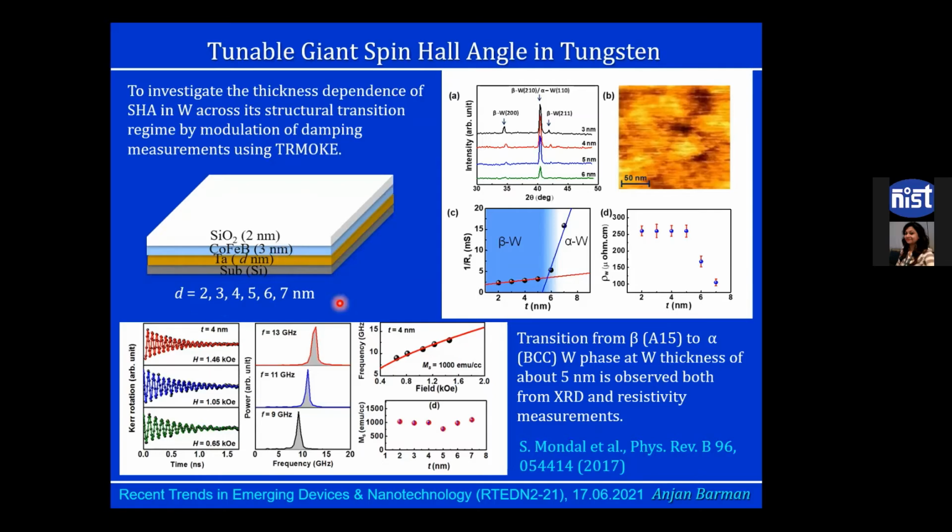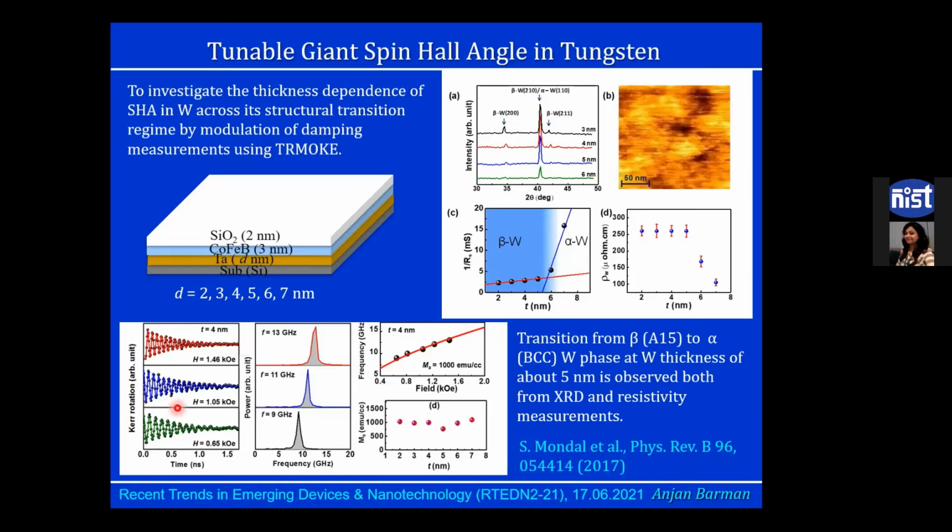And the first thing is we did the XRD measurement, where we can see that there is a phase change from beta to mixed beta and alpha phase as we go from about 5 to 6 nanometer, because this beta phase slowly disappears and the alpha phase actually is prominent at around 6 nanometer. From the resistivity measurement also, we see there is a transition from beta to alpha dominated phase. So we want to see how the spin Hall angle varies there.